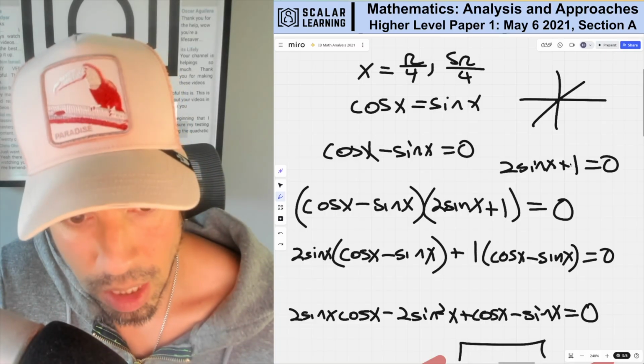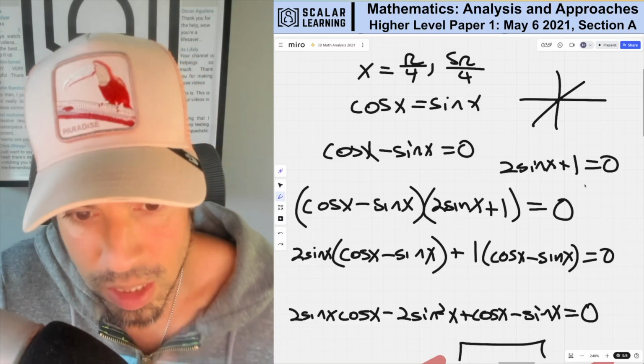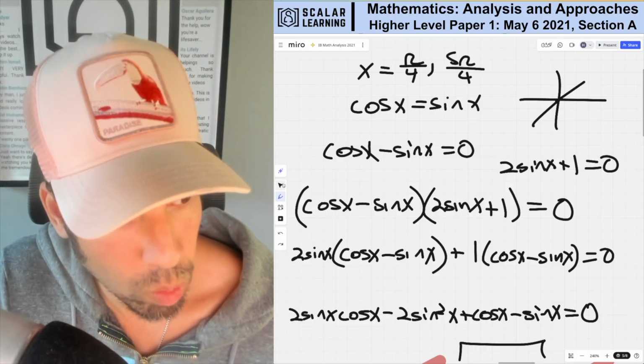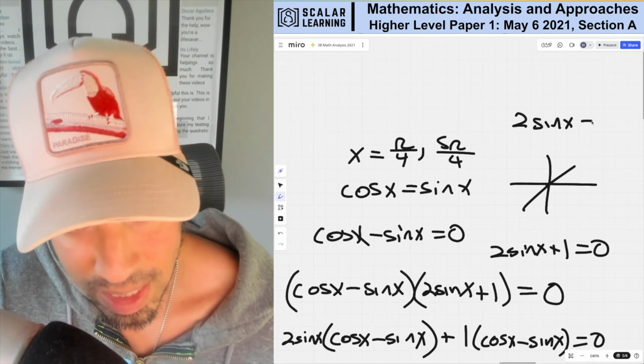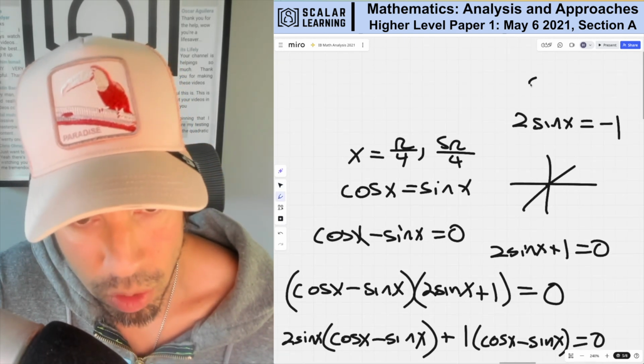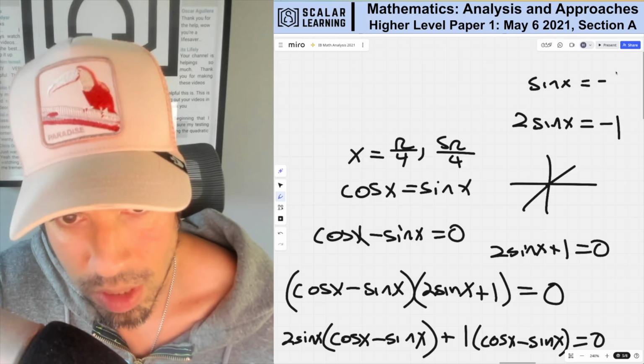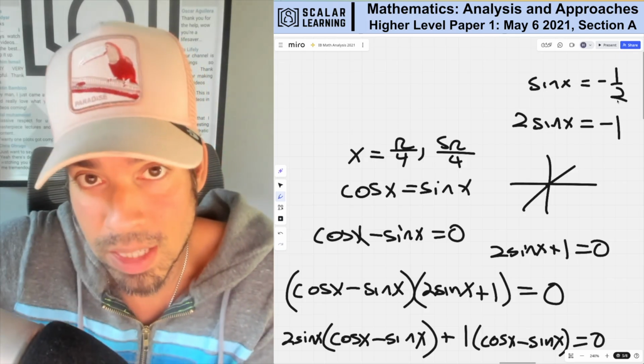Again, when 2 sine of x plus 1 is equal to 0, we can isolate. We can subtract 1. Let's get some more room up here. We can subtract 1. 2 sine of x is equal to negative 1, divided by 2. Sine of x is equal to negative 1/2. So when is sine of x equal to negative 1/2?